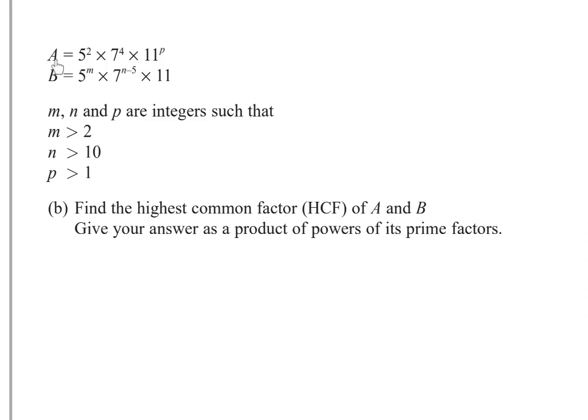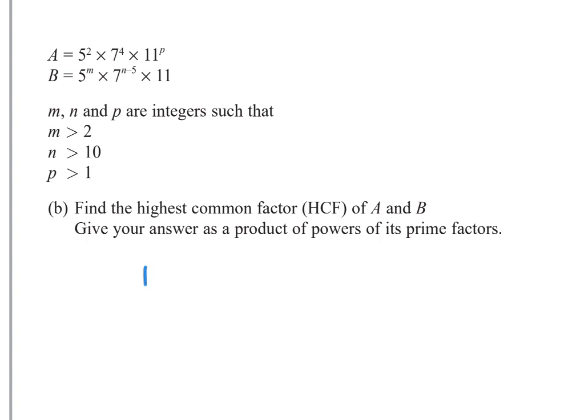Moving on. A equals 5 power 2 times 7 power 4 times 11 power B. B equals 5 power M, 7 power N minus 5 times 11. M, N, and B are integers such that M more than 2, N more than 10, B more than 1. Find the highest common factor HCF of A and B. Give your answer as a product of powers of its prime factors.